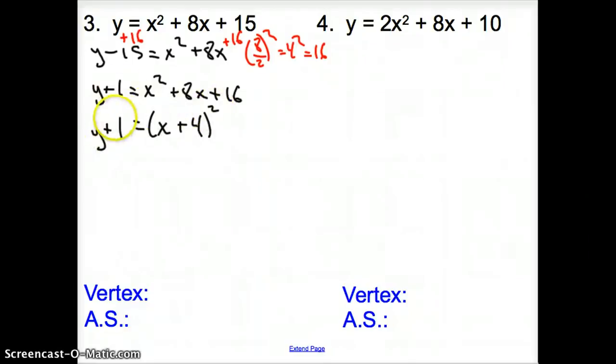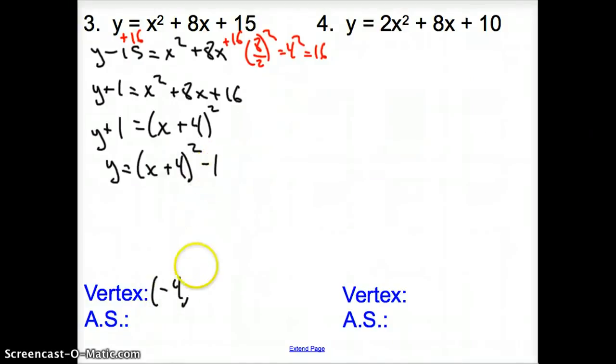And so now I still bring down my y plus 1. We want to get y by itself, yes? So we have to subtract 1 to the other side. So it's going to be y equals x plus 4, that squared, minus 1. What is my vertex? My vertex is going to be the opposite, right? Because it's positive, so the opposite of this positive 4 would be a negative 4, and keep this same 1, and it's going to be actually a negative 1. Remember, the axis of symmetry matches your x coordinate of the vertex, so my axis of symmetry is negative 4.